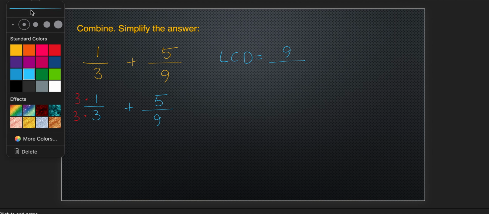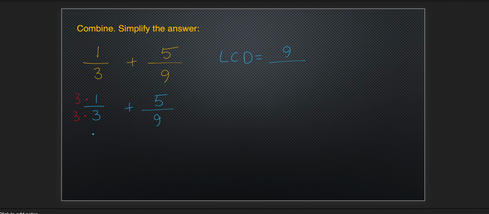And now I'm going to write what my problem looks like. This will be 3 over 9 plus 5 over 9. Now we have like denominators, and I can determine the answer, 8 over 9. And just as long as that's reduced, that's it.